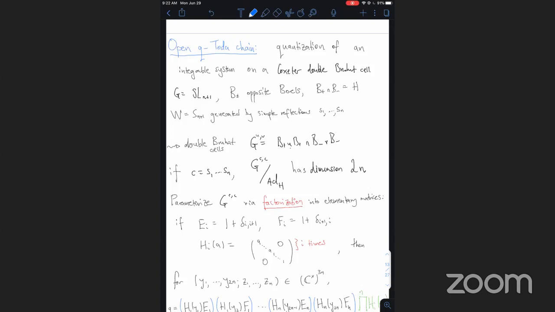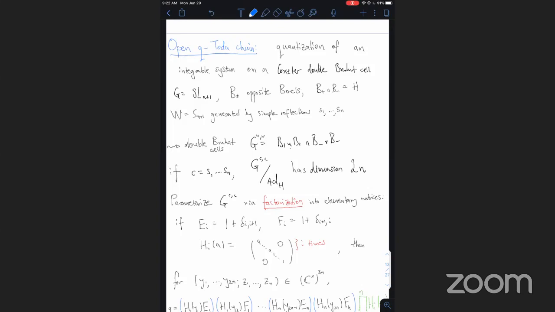Strictly speaking, lifting each element of the Weil group to an element of the normalizer of the torus. The group SL_{n+1} we can break up into double cosets for the Borel B+ and the Borel B-. And these double cosets, of course, are indexed by elements of the Weil group.